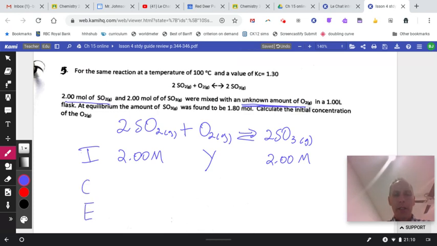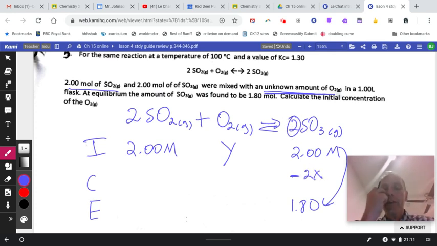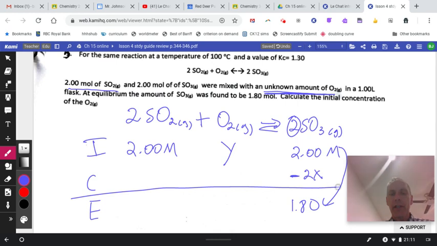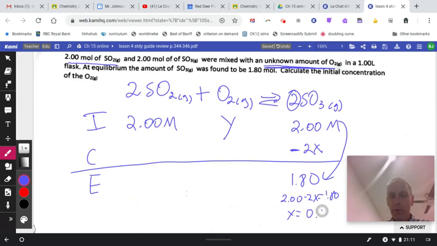Okay. What do we know here? At equilibrium, the SO3 was found to be 1.80. So we went from 2 to 1.8. So that's a loss. We lost 2x, and that's coming from there. So 2 minus 2x adds up to 1.8. So we could actually solve for x. 2 minus 2x equals 1.8. So x is 0.10.